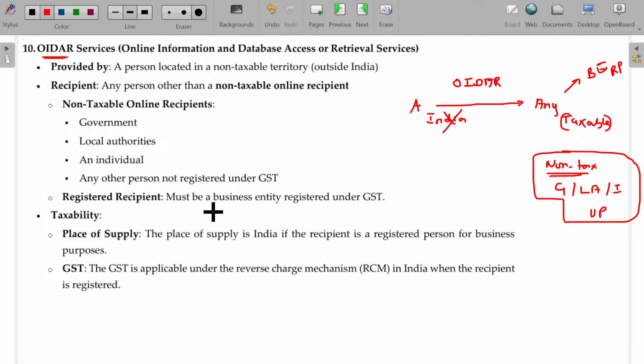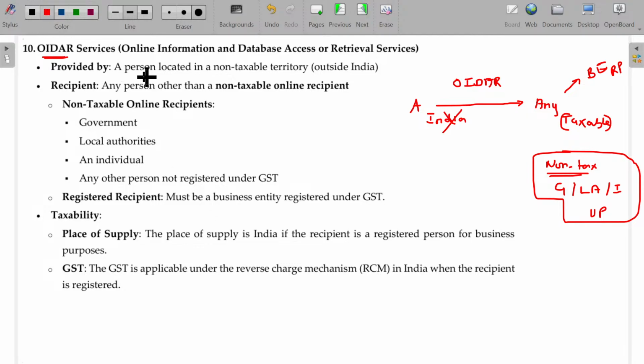If the same faculty is outside India, say I am getting some specialized training program from a tutor in the US who gives me videos to access, and I am using those videos for my learning purpose and paying the consideration, then I am automatically liable to pay the GST under RCM basis, provided I am a business entity and registered person, not an individual person.